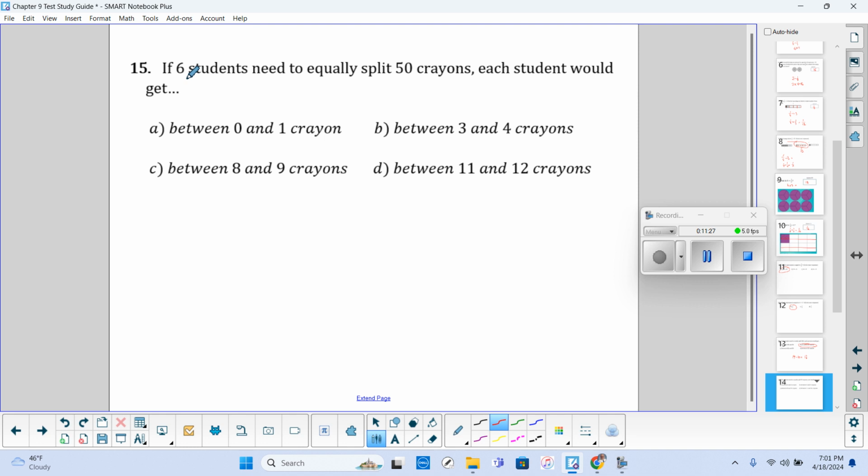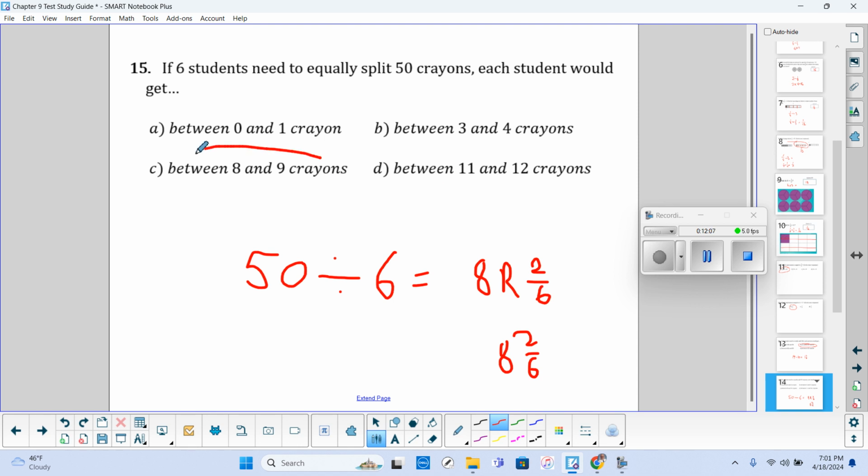Number 15, if 6 students need to equally split 50 crayons, each student would get, okay, well, what are we splitting here? We have 50 crayons split 6 ways. That means 50 divided by 6 is going to be 8, and we have a remainder of, 6 times 8 is 48, so remainder 2, so 8 remainder 2 or 8 and 2/6. Well, which of these answers make sense? Not between 0 and 1 crayons, not between 3 and 4, it's between 8 and 9 crayons.